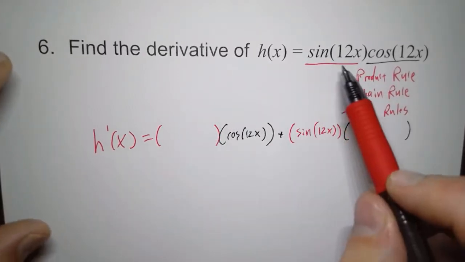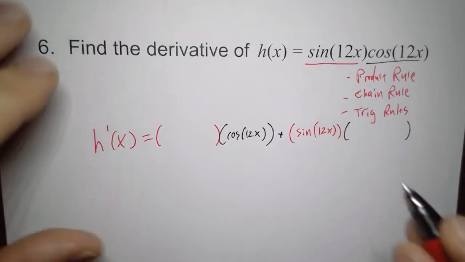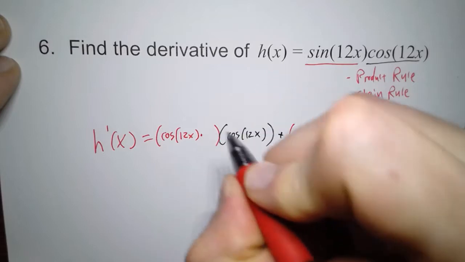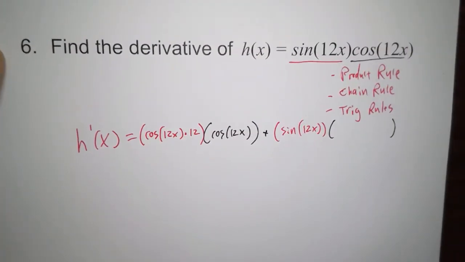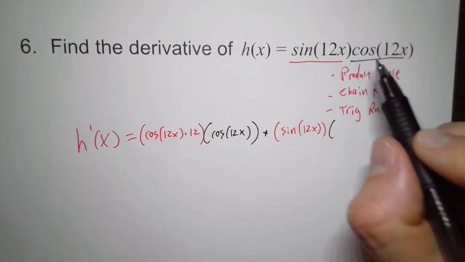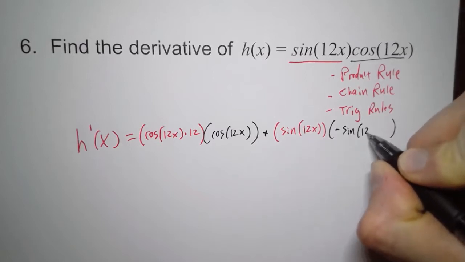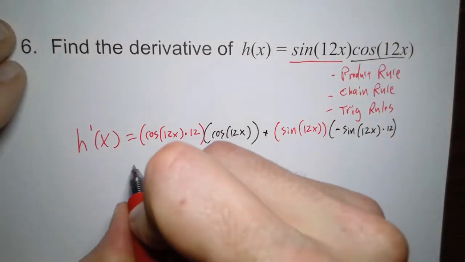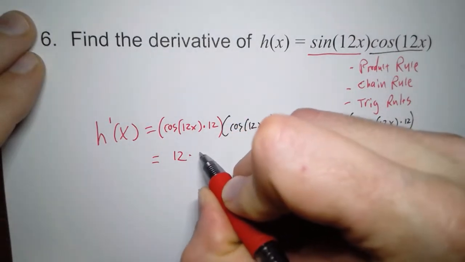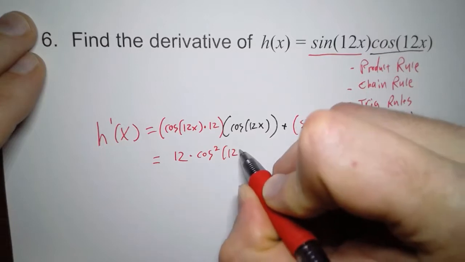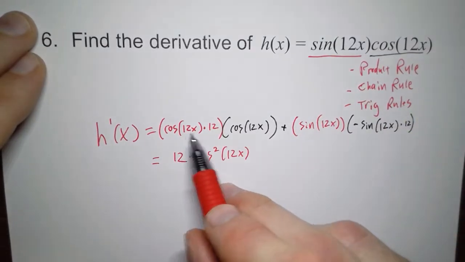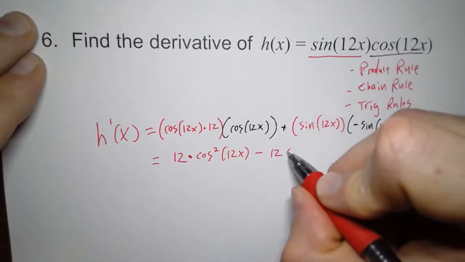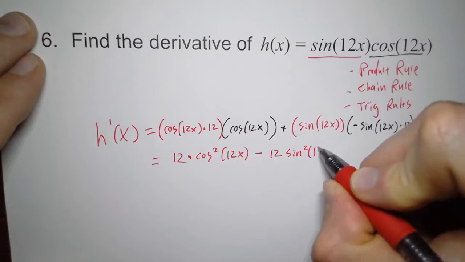So now we can go back and we can say the outside function here is sine. So when we do chain rule, we first take the derivative of sine, which is cosine of 12x. And then we multiply by the derivative of the inside, which is 12. Here, the derivative of cosine is negative sine, and that's 12x times 12. That's the derivative of the inside. So when we simplify this, we get 12 times cosine squared of 12x, because it's cosine of 12x times cosine of 12x. So it's cosine squared minus 12 sine squared of 12x.